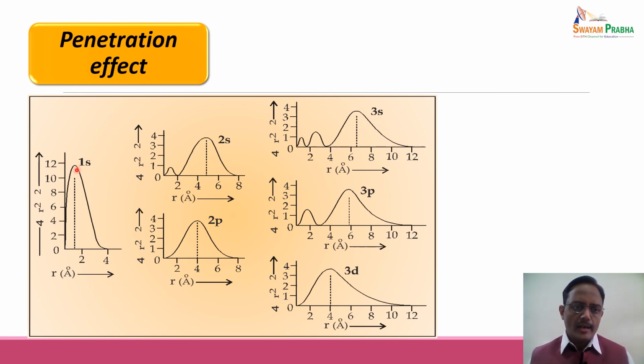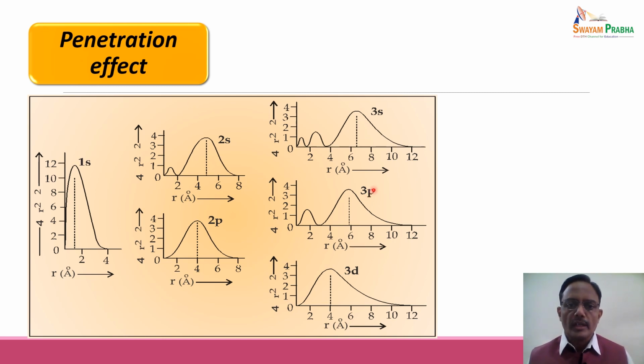Now this 1s has maximum electron charge density very close to the nucleus. Similarly, 2s orbital has got some charge density near the nucleus. Same is the case with 3s orbital. Even if the maximum electron charge density is shifting away from the nucleus, still some electron probability is very close to the nucleus. Such effect is called the penetration effect.